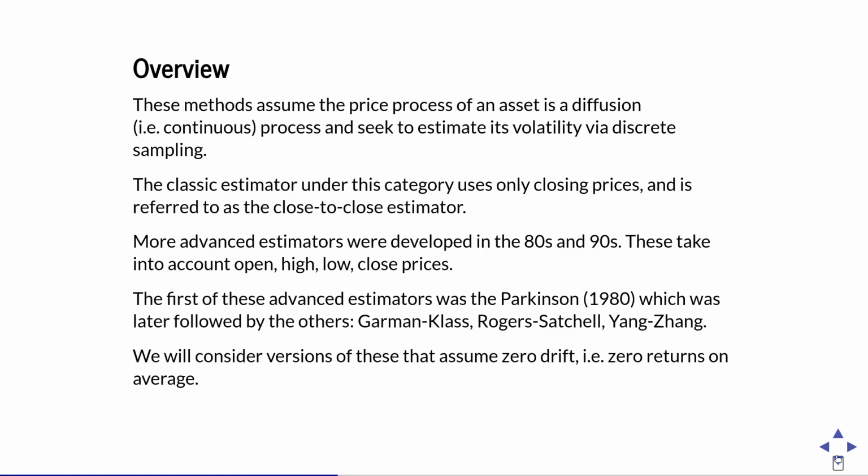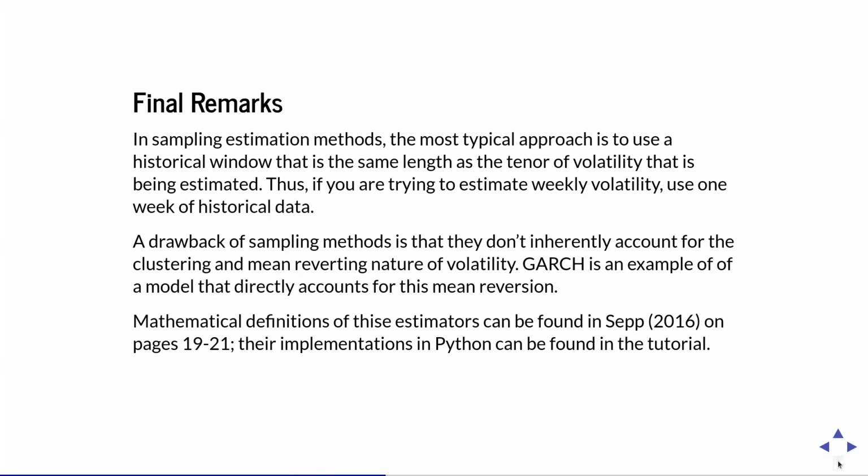But there were some more advanced estimators that were developed in the 80s and 90s, and those take into account open, high, low, and close prices. The first one was the Parkinson, and then others followed: the Garman-Klass, the Rogers-Satchell, and the Yang-Zhang. And we've gone through all of those in the previous tutorials. We're going to consider versions of these that assume zero drift, so that there's zero mean return.